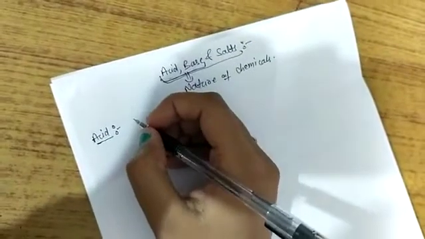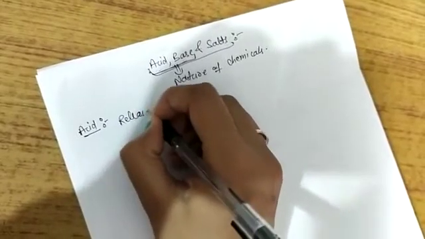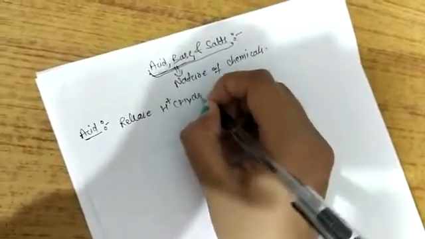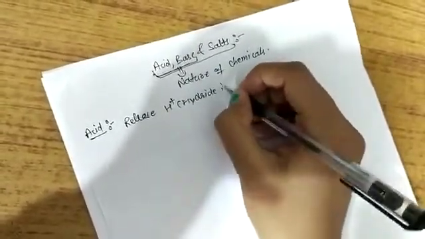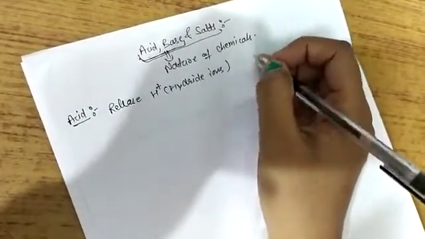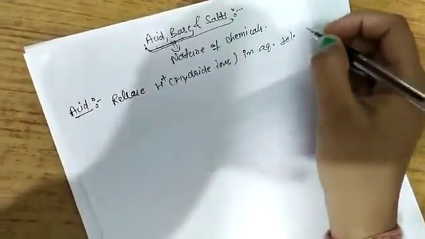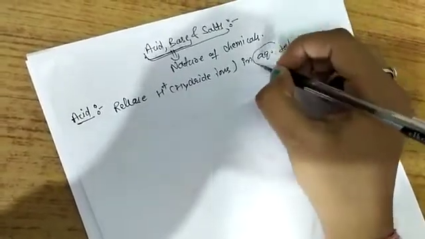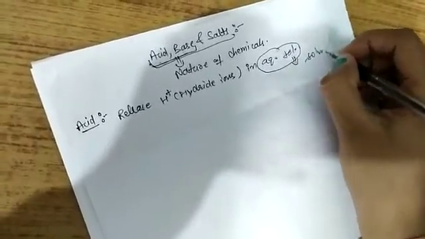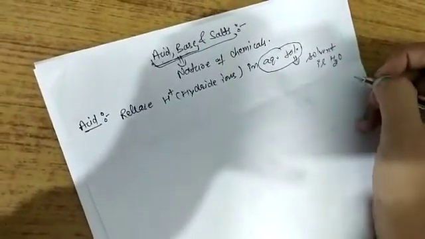An acid is defined as a substance which releases H positive ions. You may also call them hydride ions. An acid may be defined as a substance which releases hydride ions in aqueous solution. What is aqueous solution? The solution in which the solvent is water is called an aqueous solution.